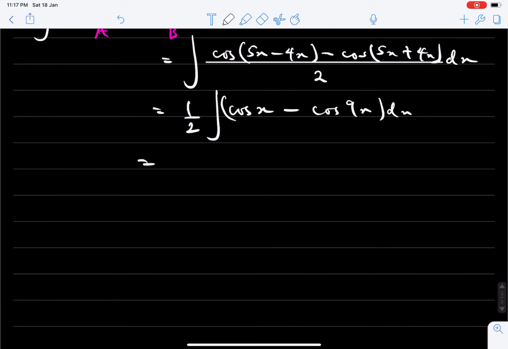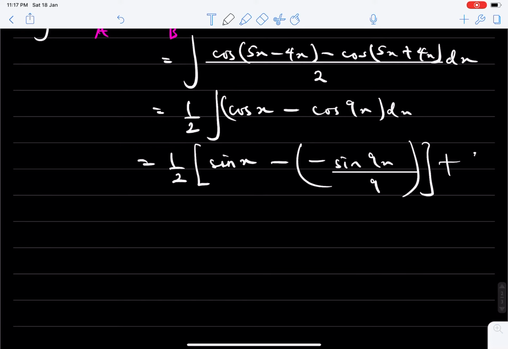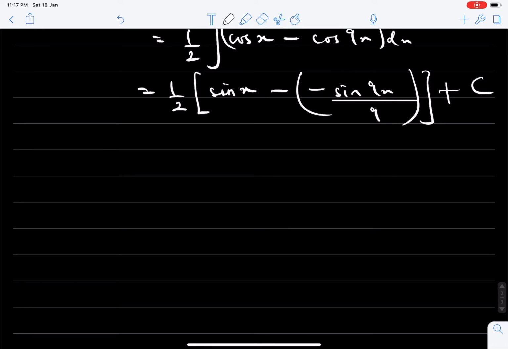And this means 1 over 2 times sine x minus the integral of cos 9x, which is sine 9x divided by 9, plus c. So that means 1 over 2 sine x minus 1 over 18 sine 9x plus c, and that's it simply.